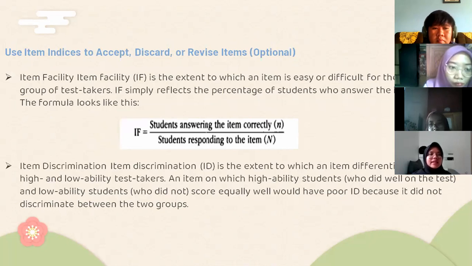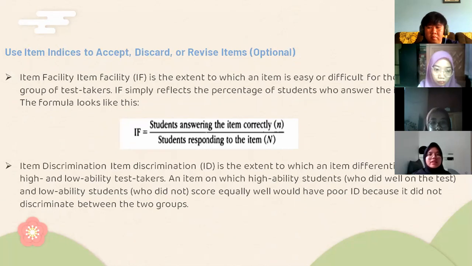The first one is item facility, or IF. It is the extent to which an item is easy or difficult for the proposed group of test takers. IF simply reflects the percentage of students who answer the item correctly. The formula looks like the one in these pictures.